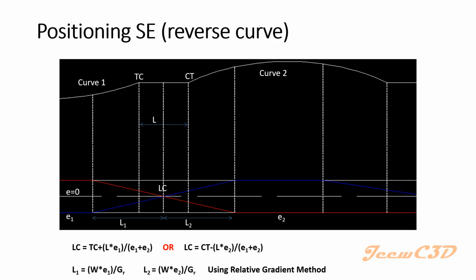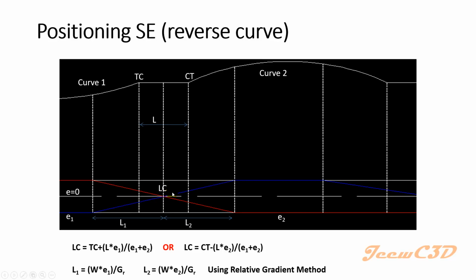Mainly what we do is position reverse super elevation in between the short tangent. So if this short tangent is 0, that means right after this curve you will start the other curve. No tangent there. So at this TC and CT point, this length L becomes 0. In that case, since this L is 0, LC will be equal to TC or CT. So that is how to find the super elevation 0 point for reverse curves.